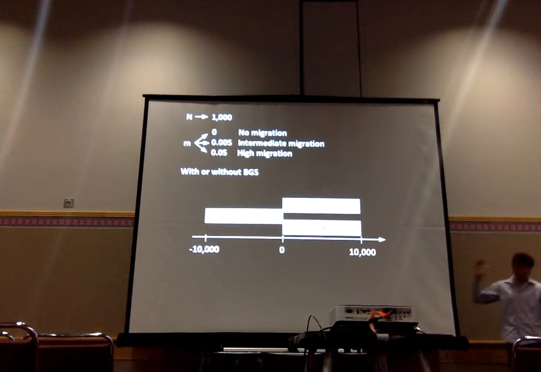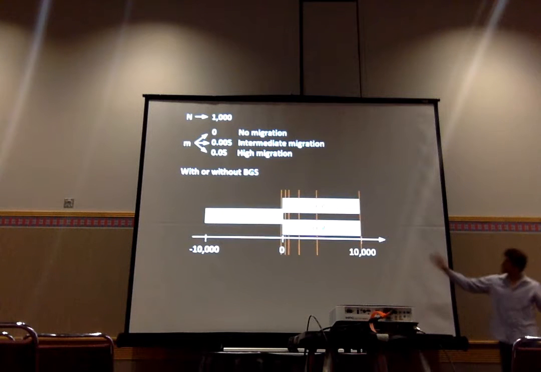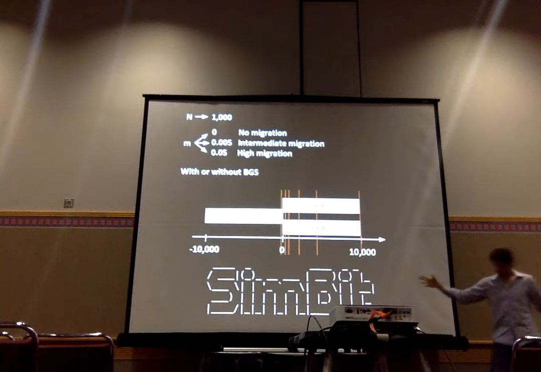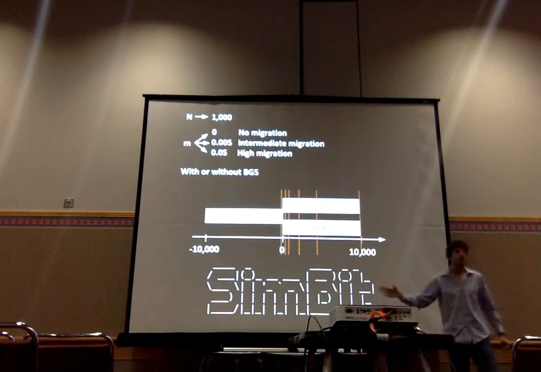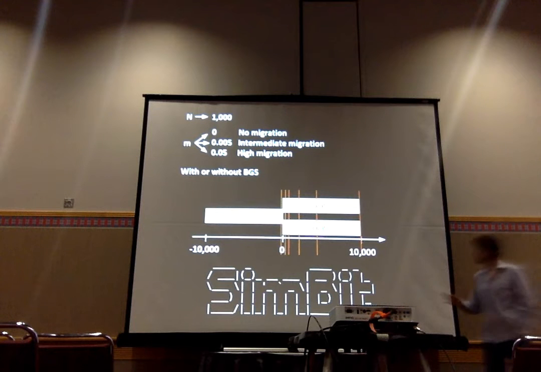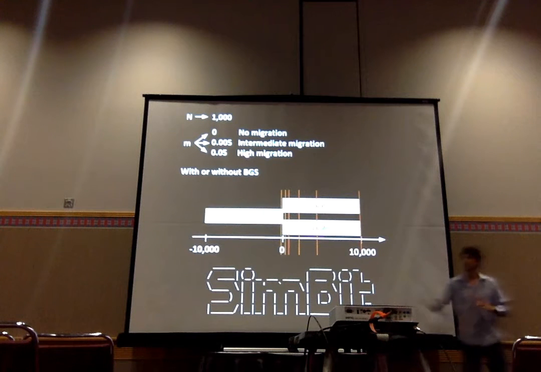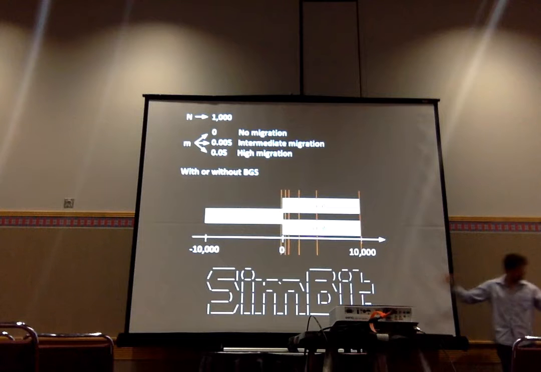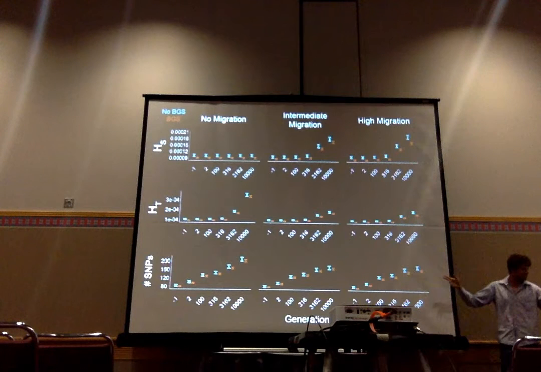We sampled the simulation at different times throughout the simulations. I tried a number of different simulation platforms, but I couldn't find something that was really performant enough. So one day I got angry and I wrote my own. It's called Simbit. I'll put the links in the last slide.